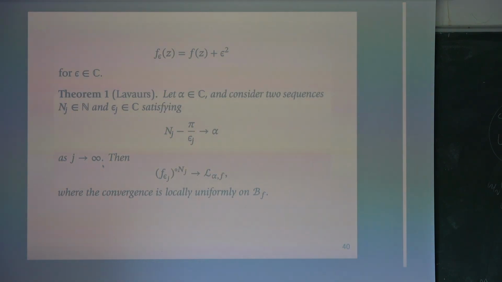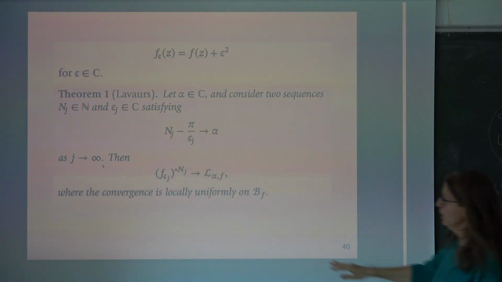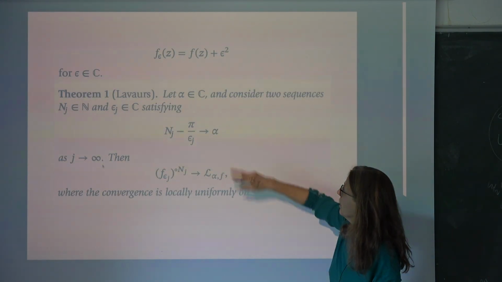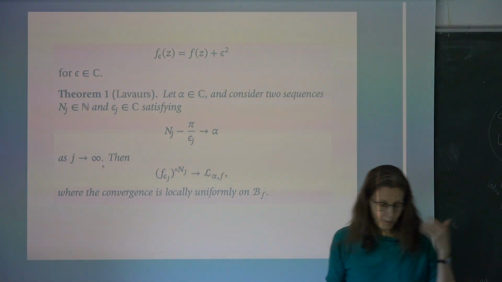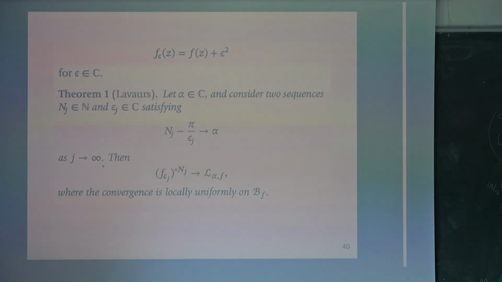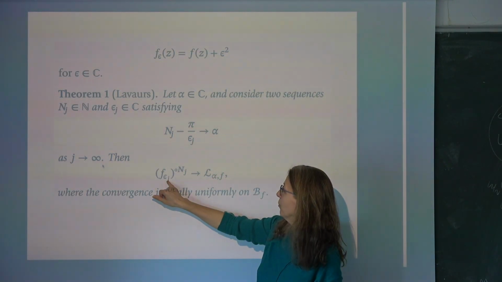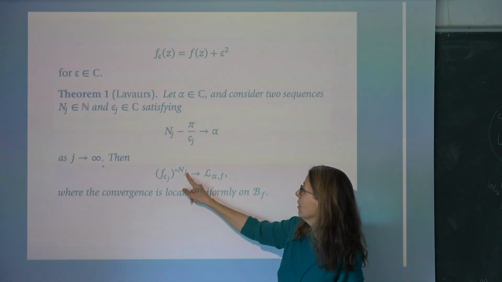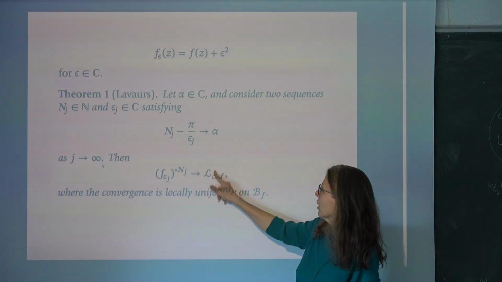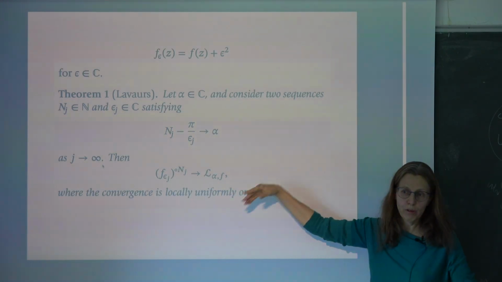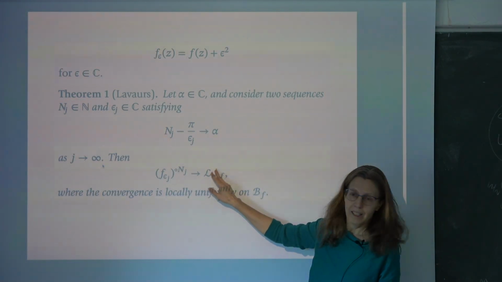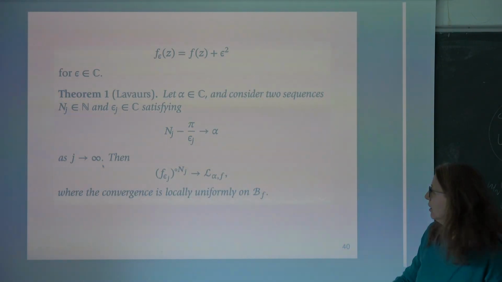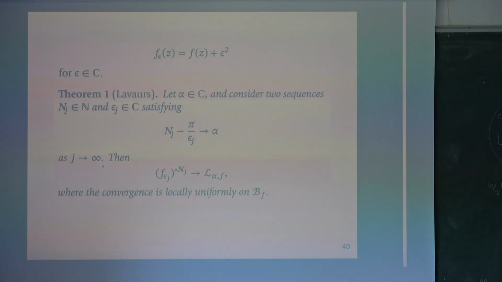And I just want to finish with this. So Lavaurs proves that if you take a perturbation of a parabolic map, you can find epsilon j, so small perturbations and high iterates, converging to a limit, which is called the Lavaurs map, but it's not important. That you can define with this coordinate. And the convergence is uniform on the basin I showed you, what I call the cauliflower.